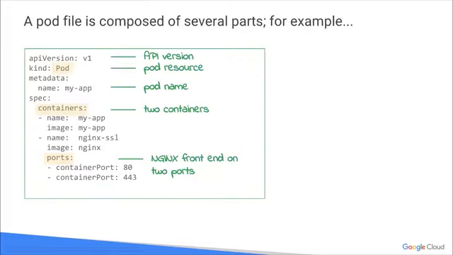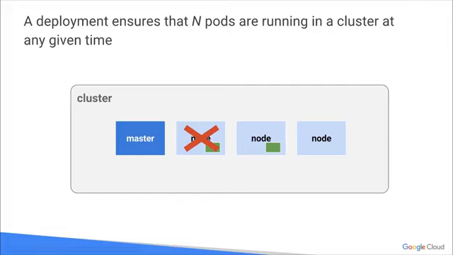A pod is composed of several parts. For example, number 1, the API version, the pod resource, the pod name, also 2 containers, and then finally the front end. What's it going to use? What application will it be running? And then the ports that application will be running on. The deployment also ensures that N pods are running in a cluster at any given time. Basically, automatic failover. If any one of the pods goes down, Kubernetes has the ability to spin up another pod and replace it.